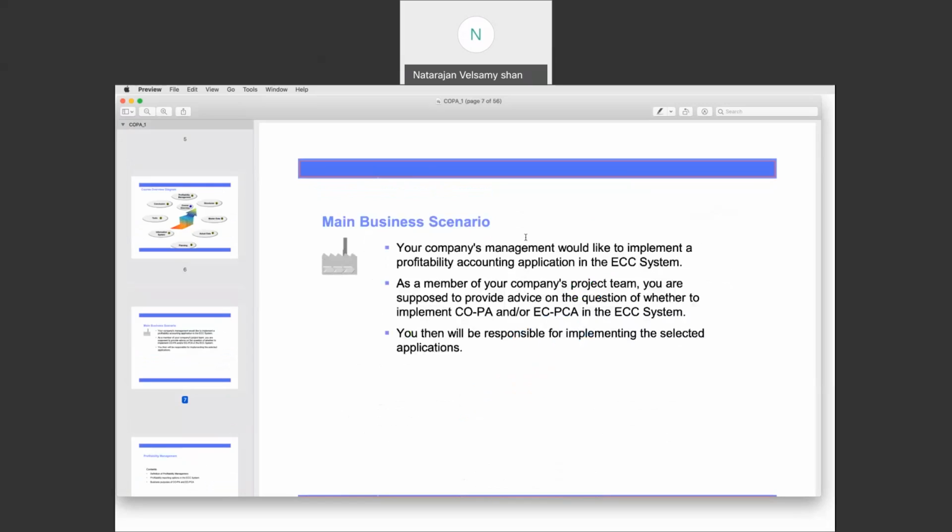Main business scenario: your company's management would like to implement a profitability accounting application in the ECC system. As a member of your company's project team, you are supposed to provide advice on the question of whether to implement COPA or ECPCA, Profit Center Accounting, in the ECC system. You then will be responsible for implementing the selected application.